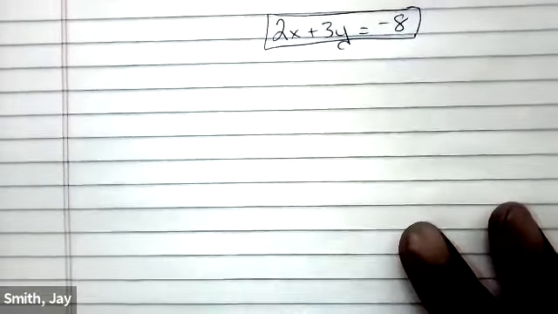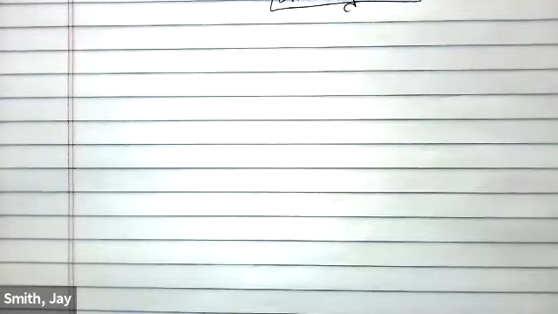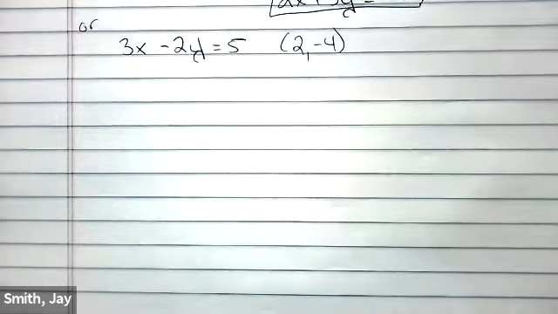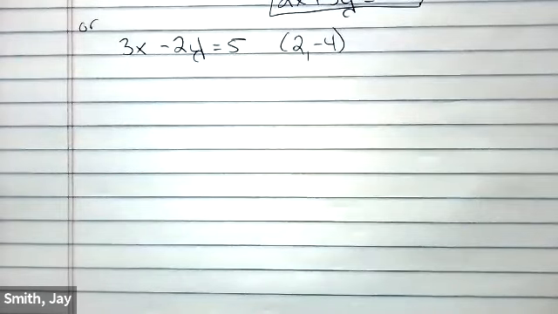Different type of problem, same scenario, or same type of problem. This time, they're going to give us the equation of the line. Let's say the equation given is 3x minus 2y is equal to 5, and it goes through the point (2, -4). You know what? I actually think we covered enough. I don't like this last example, so we're going to eliminate this.